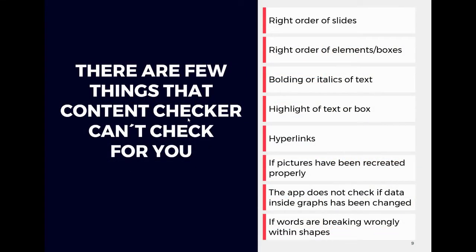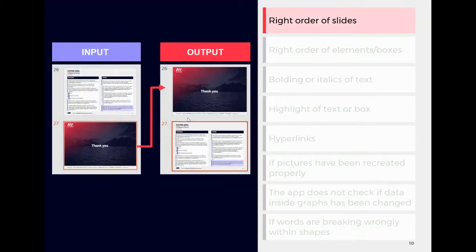There are a few things that content checker can't check for you. Let's take a look at each of them. Content checker can't show you if your slides are in the correct order. As you can see on the left side, the input had the last thank you slide, but now we mixed up the order of the slides, but content checker will not report this for us.